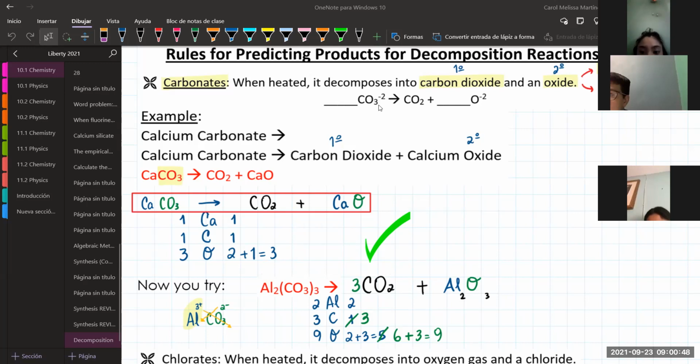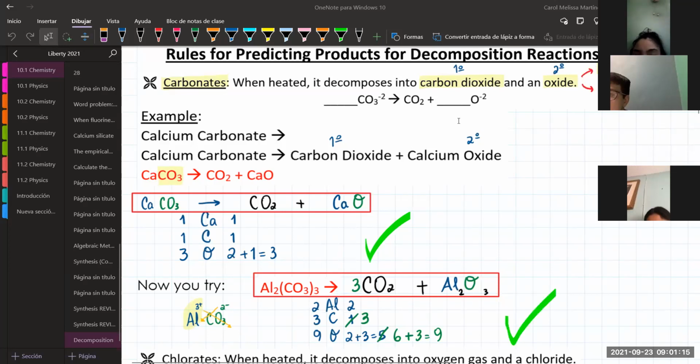And all I do after is I put my final answer in a box. And there I have it. My answer is over there. It is balanced, so I put a check.